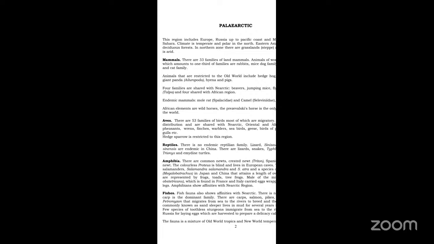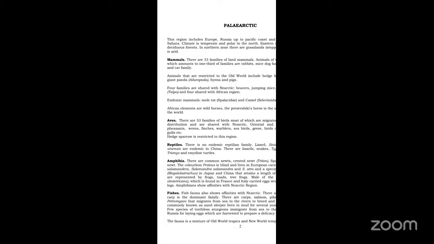Then 4 families of these mammals are also shared with the Nearctic in the form of beavers, jumping mice, flying squirrels, mole, as well as the African talpa. Then endemic mammals include the rat as well as the camel. African wild horses are predominantly found only in Africa. Then next you have the aves.